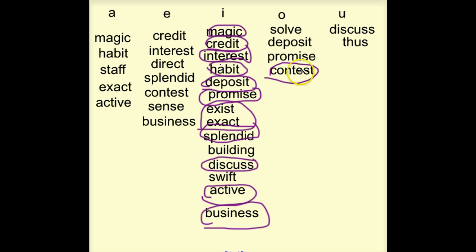Contest could appear in the short O column or over here in the short E column. And the only two that end up in the short U column were discuss and thus. Hopefully you were able to sort those by vowel sounds.